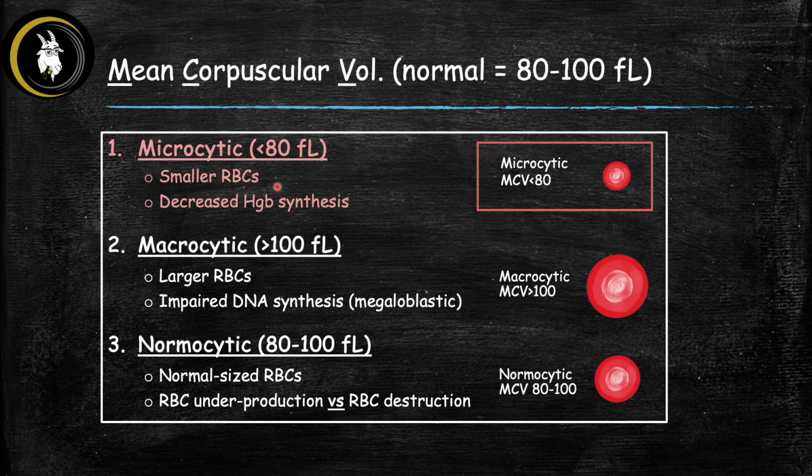And the underlying mechanism of microcytic anemia, regardless of whichever disease is causing it, is decreased hemoglobin synthesis. So if there's just one thing I want you to take away from this entire video, it is that from now on and forever, remember that the underlying cause of any microcytic anemia is always going to be a decrease in hemoglobin synthesis.